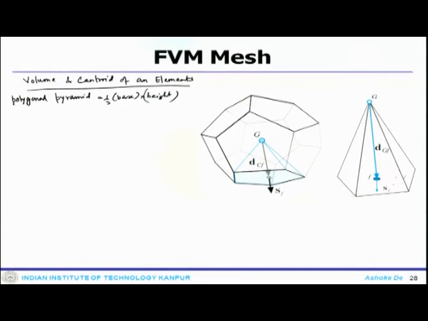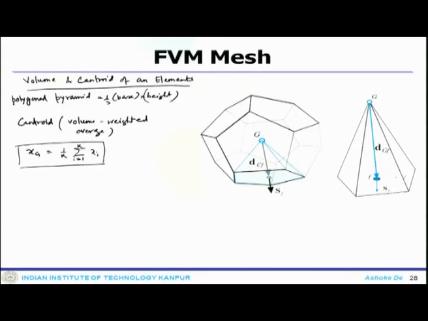So, now for centroid calculation, you get the volume weighted average. Since it is a 3-dimensional element, you get a volume weighted average. So, my centroid would be 1 by k summation of i 1 to k x i. This we have already seen, so exactly the same equation we will use.